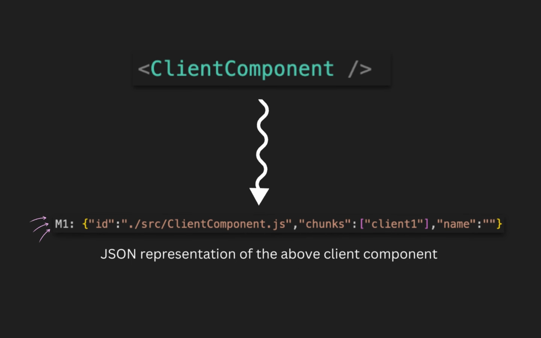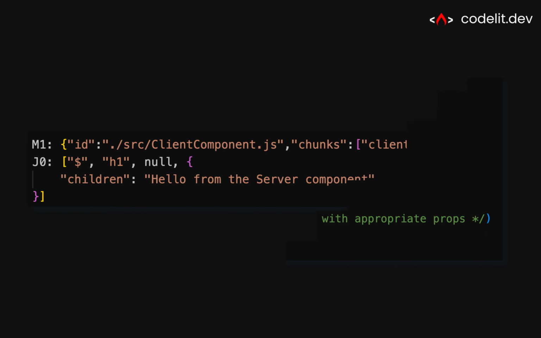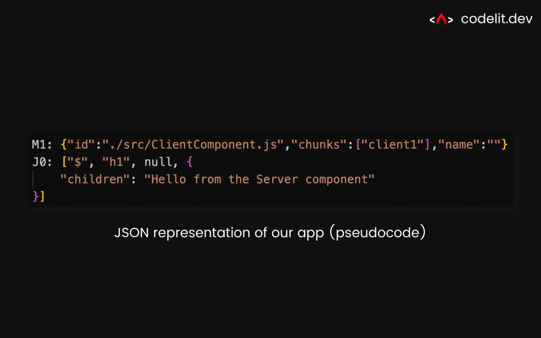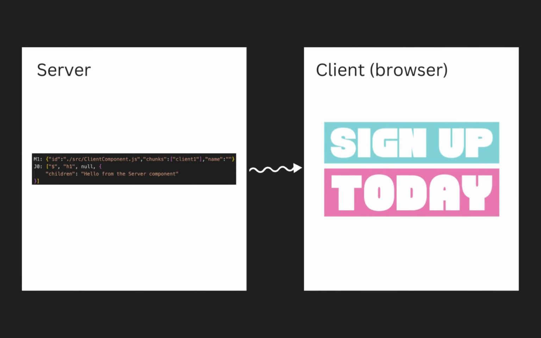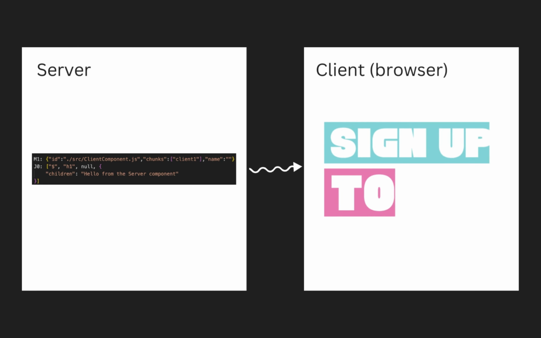The M defines the bundle reference. The server components are also reduced to a similar JSON representation by recursively calling the same logic, which is converting this root server component. So you will end up with something like this. This JSON data will be delivered to the client by the framework. On the client, React will construct the UI using the JSON data it has received. One thing to note here is that since the server and the client are using JSON to represent the UI, the data can be streamed and React does not have to wait for the stream to finish in order to start showing something on the UI.